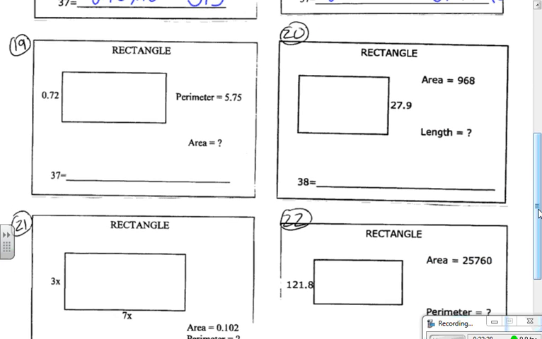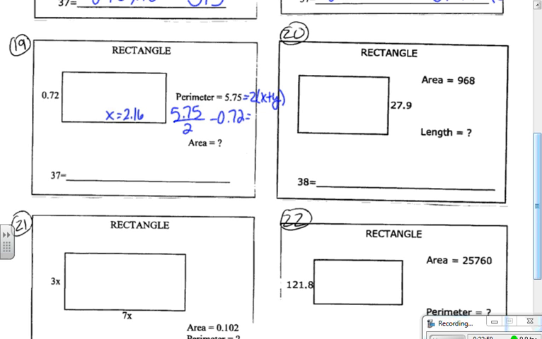Okay, number 19. We have a perimeter. We want to find the area. So we have to find out what the missing side is and then find the area. So we're going to approach this in the same way. We're trying to find out what our missing side here is. So perimeter is 2 times the sum of our lengths. So we'll do 5.75 divided by 2, and then subtract the side that we know. And then that's going to give us our missing side here, which is 2.16.